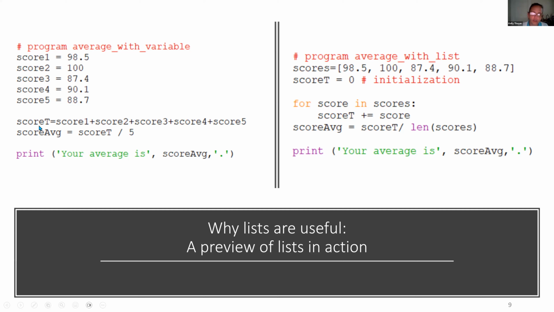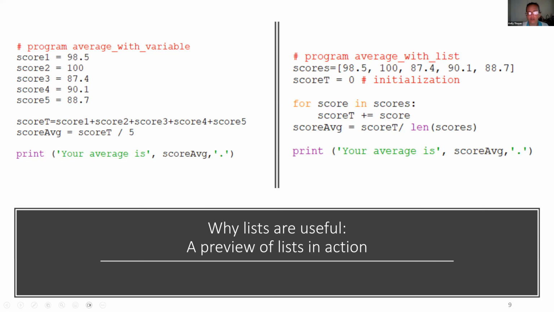You could simply get your score total, and you would sum up all of these scores, and then you'd say that your score average is equal to your score total divided by the number of scores that you have, which is 5 here. And then you could print out the average, and this would calculate your average, right? This is something probably you know how to do. But there are some problems with this.